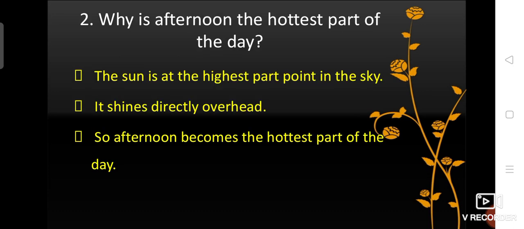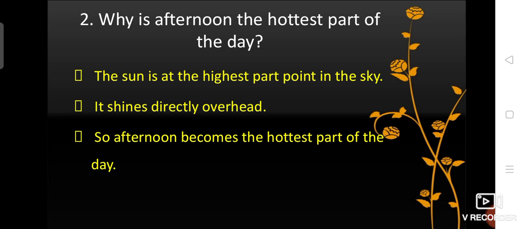Okay. Next, why is afternoon the hottest part of the day? Why do we say afternoon is the hottest part, and not morning or evening? Because the sun is at the highest point in the sky. During afternoon it is over our head, so we get more sunlight, isn't it? So it shines directly overhead, so afternoon becomes the hottest part.